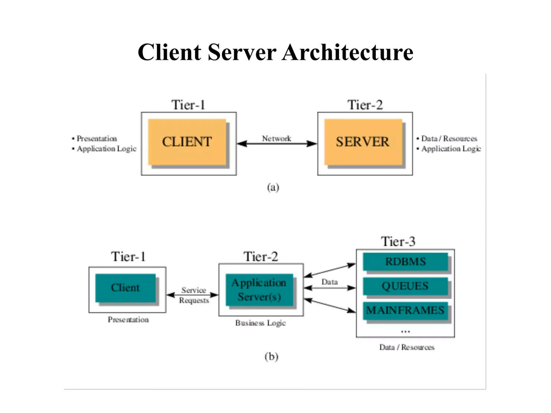Next, the B architecture. First is the client, that is tier 1. Second is the application server, that is tier 2. Third is tier 3, which contains the RDBMS. RDBMS is a relational database management system. Next, queues. Next, mainframes, etc. That means data are transferred from tier 2 to tier 3 and back to tier 2. Next, from tier 2 the data are taken to tier 1, back to the client.